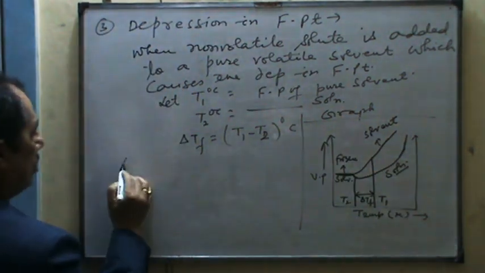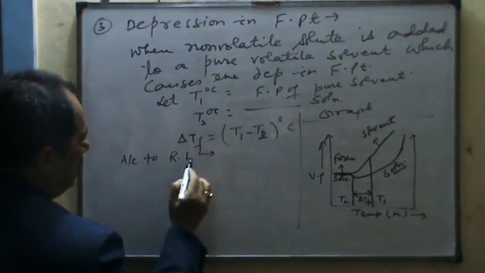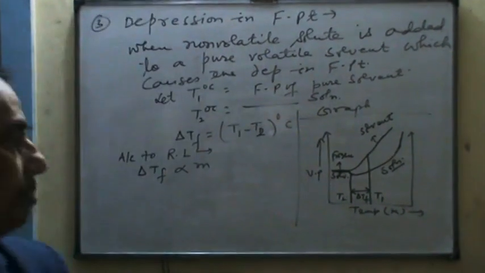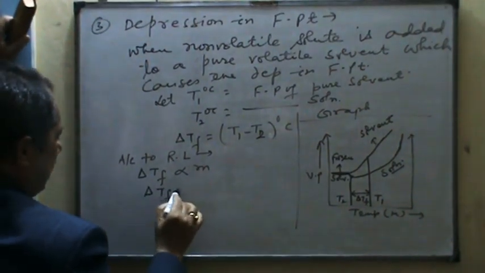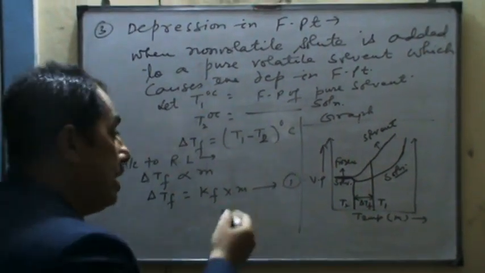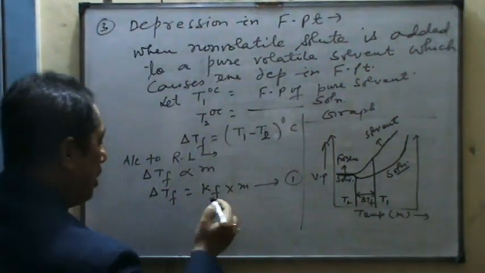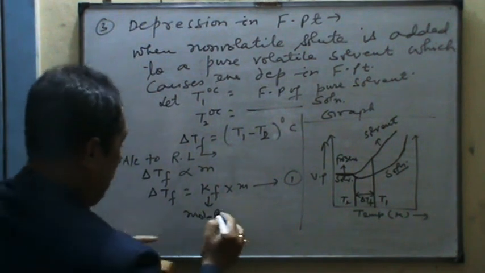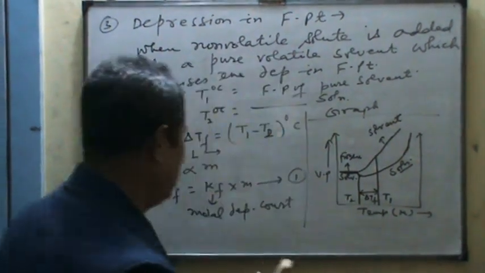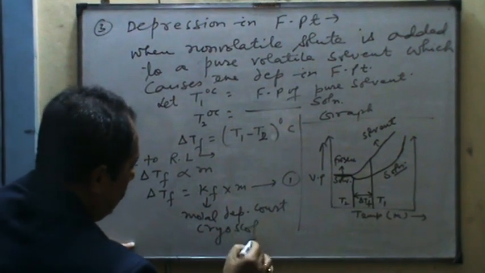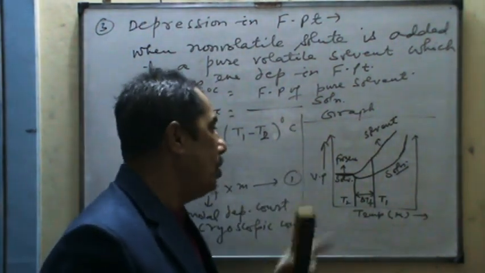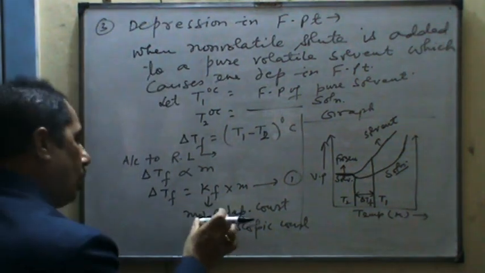So according to Raoult's law, delta TF is directly proportional to the molality, and delta TF is equal to KF into molality. It's equation 1. What is KF? KF is the molal depression constant, or it is called the cryoscopic constant. When the molality of the solution is 1, the depression in freezing point, same way as you have already explained for elevation in boiling point, is called the cryoscopic constant.